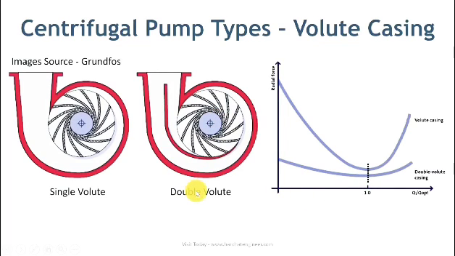In double volute, the exit of liquid from the impeller is distributed in 180 degrees. So half of the liquid passes to this portion and the remaining half handles the other liquids. This will distribute the load and reduce the stress on the pump body and shaft. On this chart, you can see that the radial force distribution of a double volute casing is much flatter than the single volute casing.